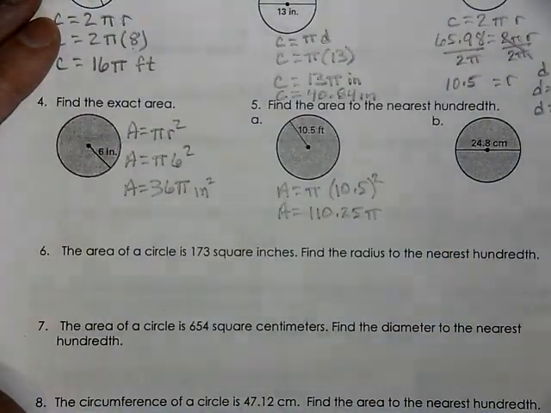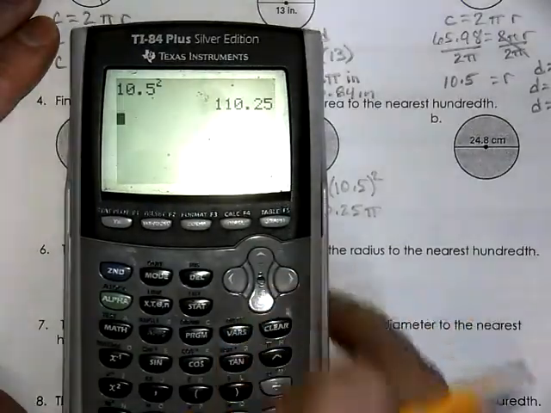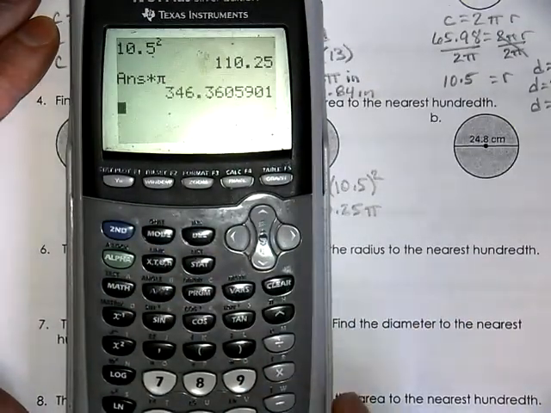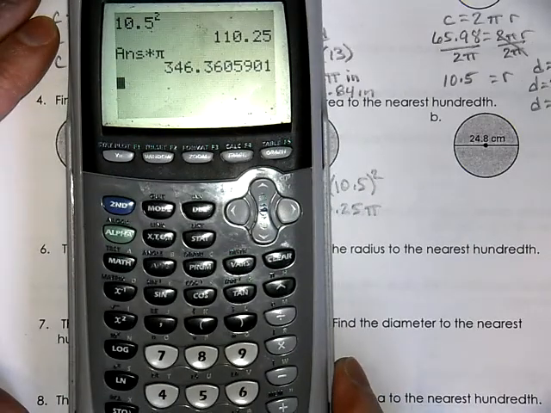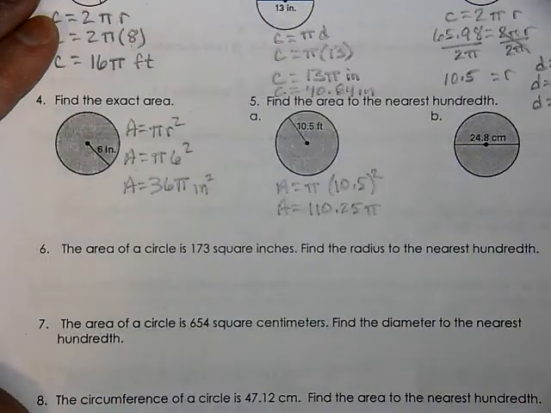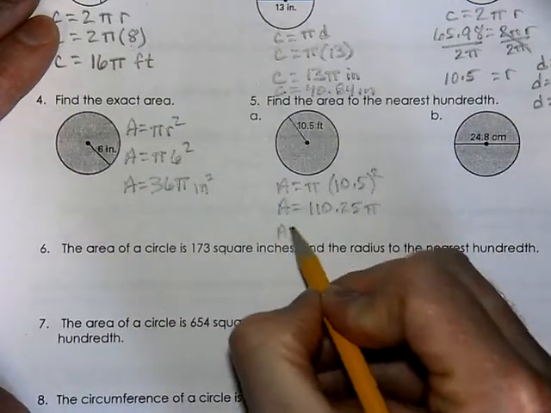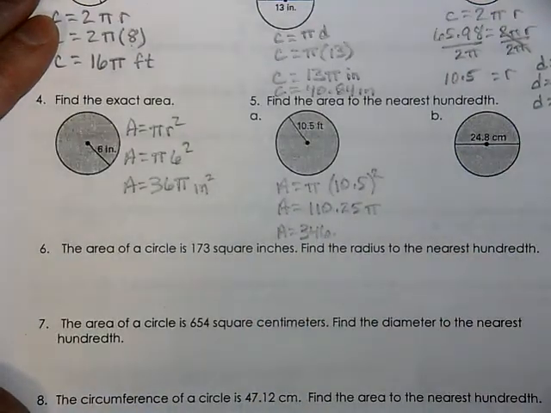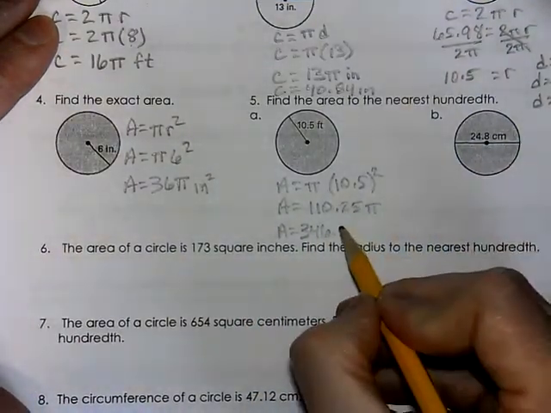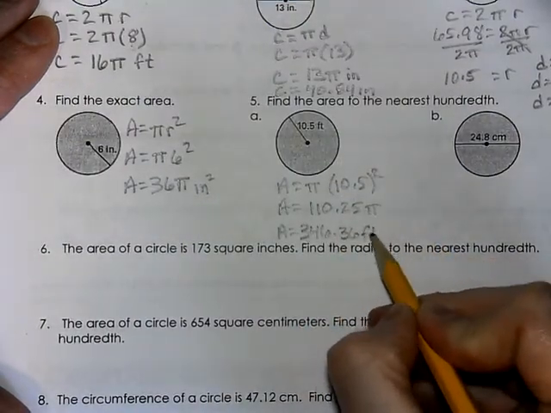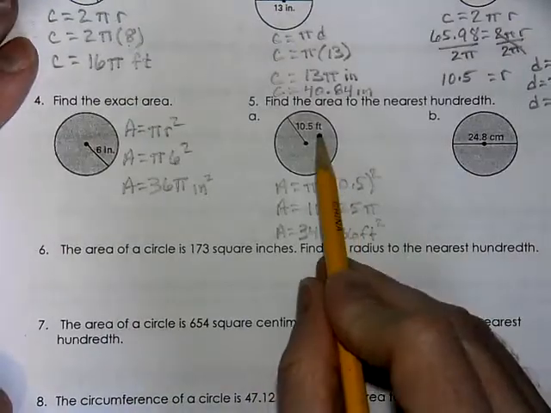They want us to round this to the nearest hundredth, so we're going to take that and times it by pi. And we got 346.36. And those would be considered feet squared. Those are your units, feet.